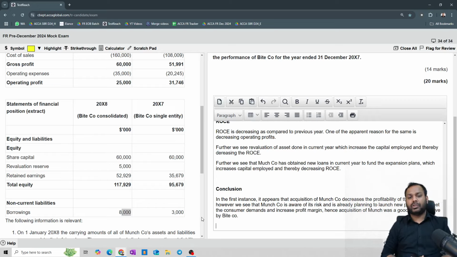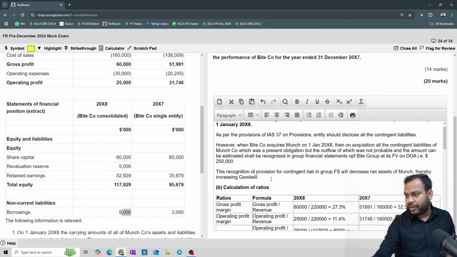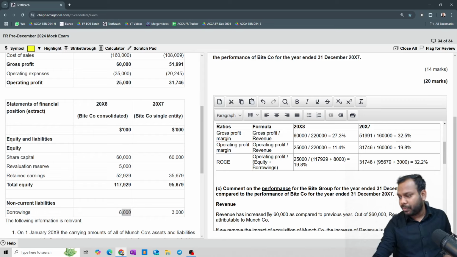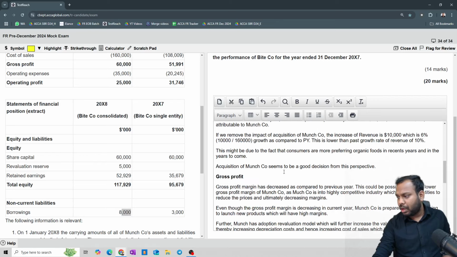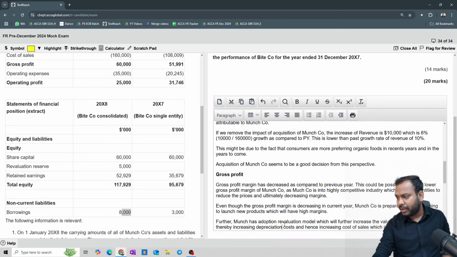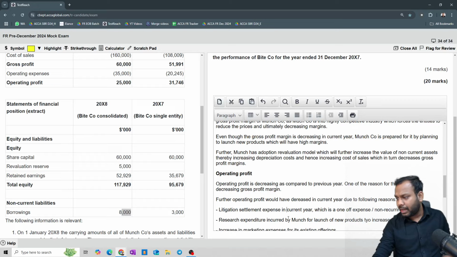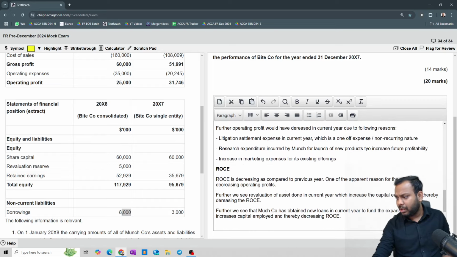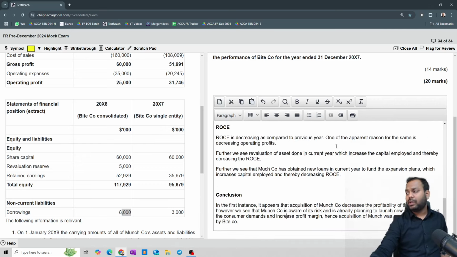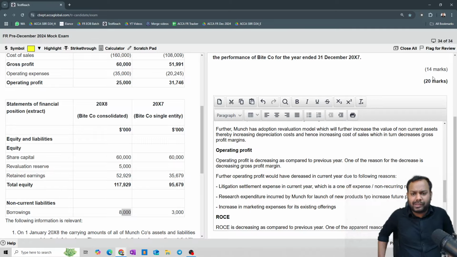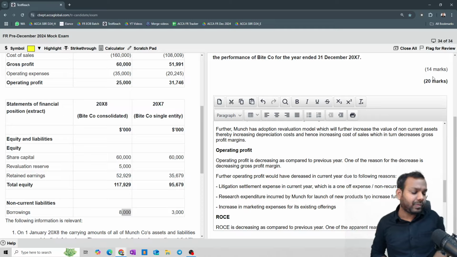Done. So this is how you have to write in the exam. So how many points can you see here? For 14 marks, 1, 2, 3, 4, 5, 6, 7, 8, 9, 10, 11, 12, 13, 14, and 15 points. 15 points for 14 marks. That really makes sense. So now tell me, is that clear, everyone?